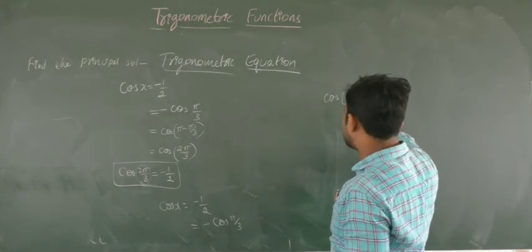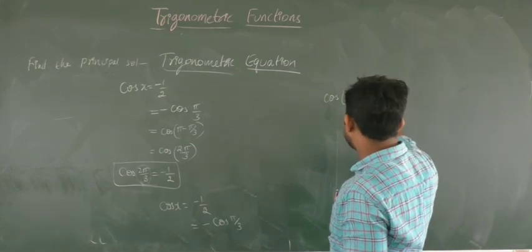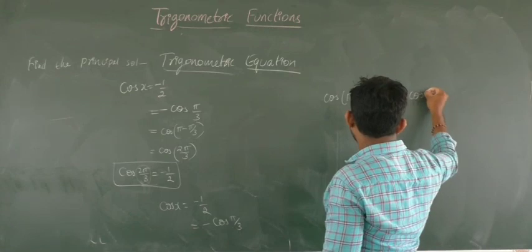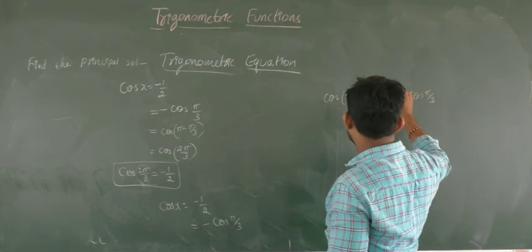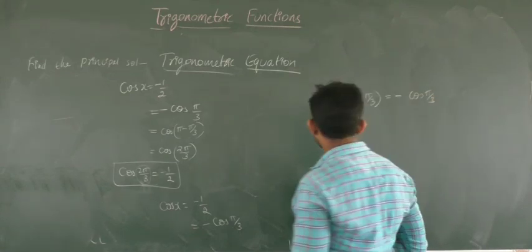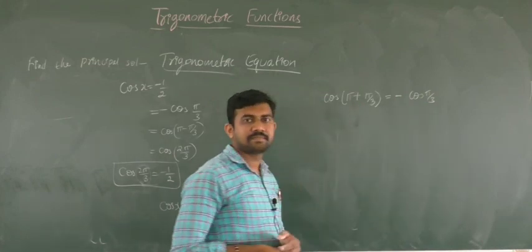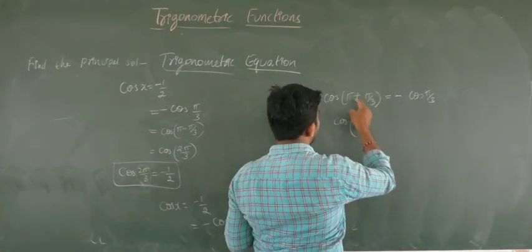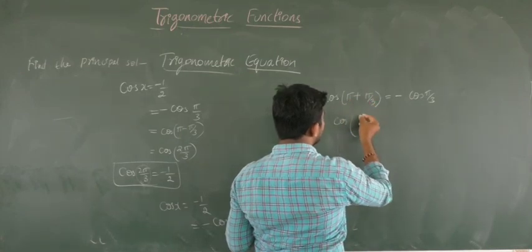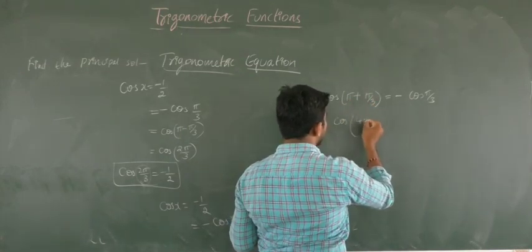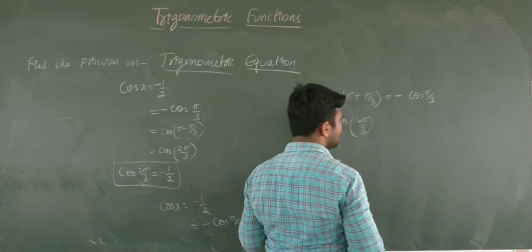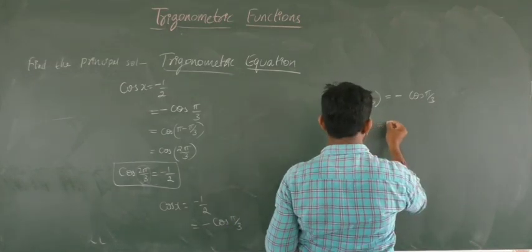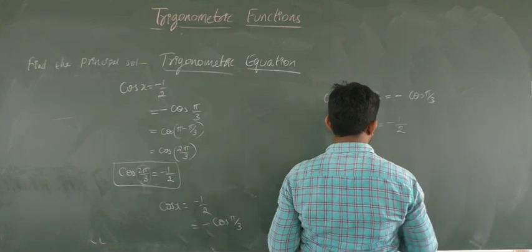Cos 180 plus pi by 3. If you take 180 plus pi by 3, you get cos pi by 3, but the sign is negative in the third quadrant, pi plus pi by 3. So this is nothing but cos pi plus pi by 3, which is 4 pi by 3. Cos 4 pi by 3 is equal to minus cos pi by 3, and its value is nothing but minus half.